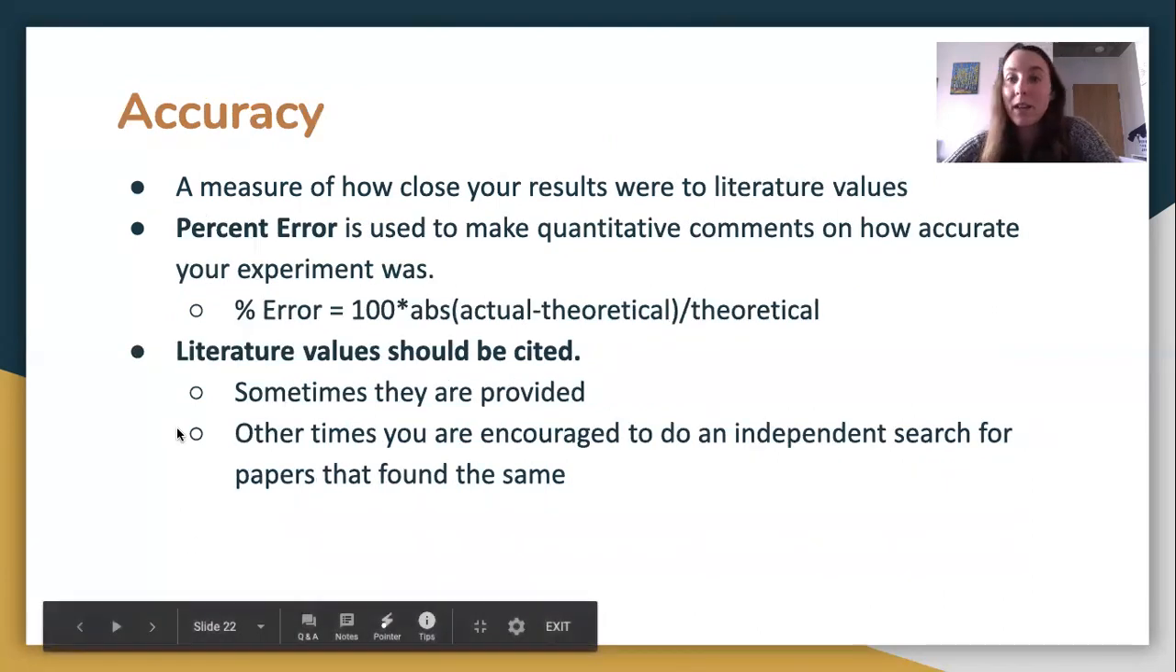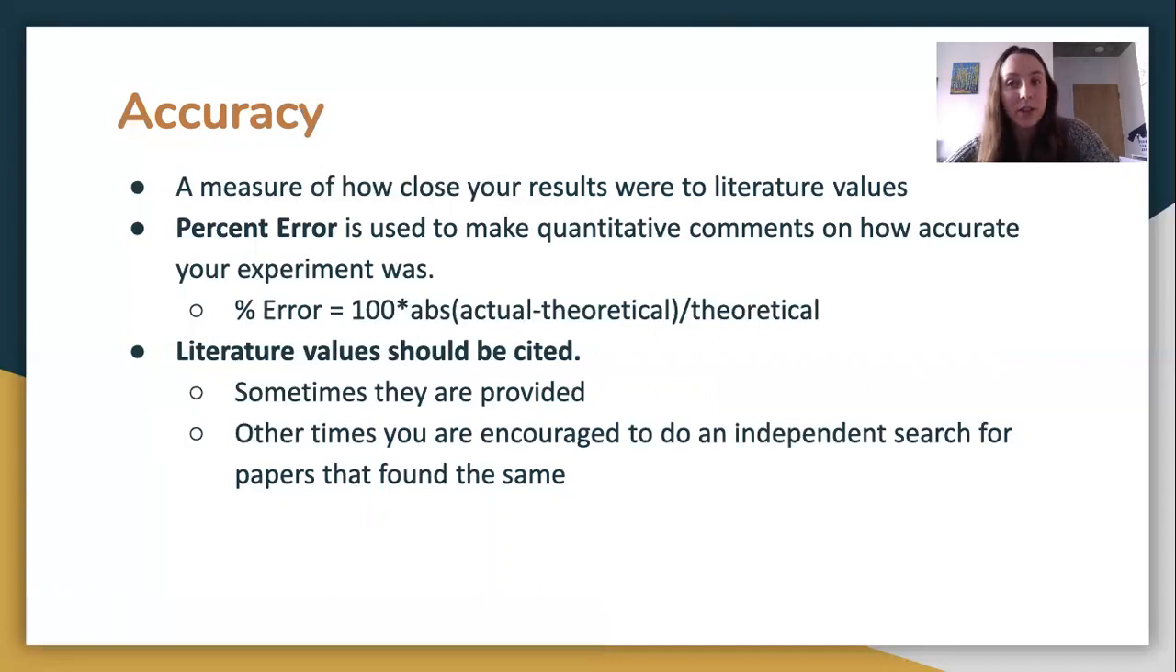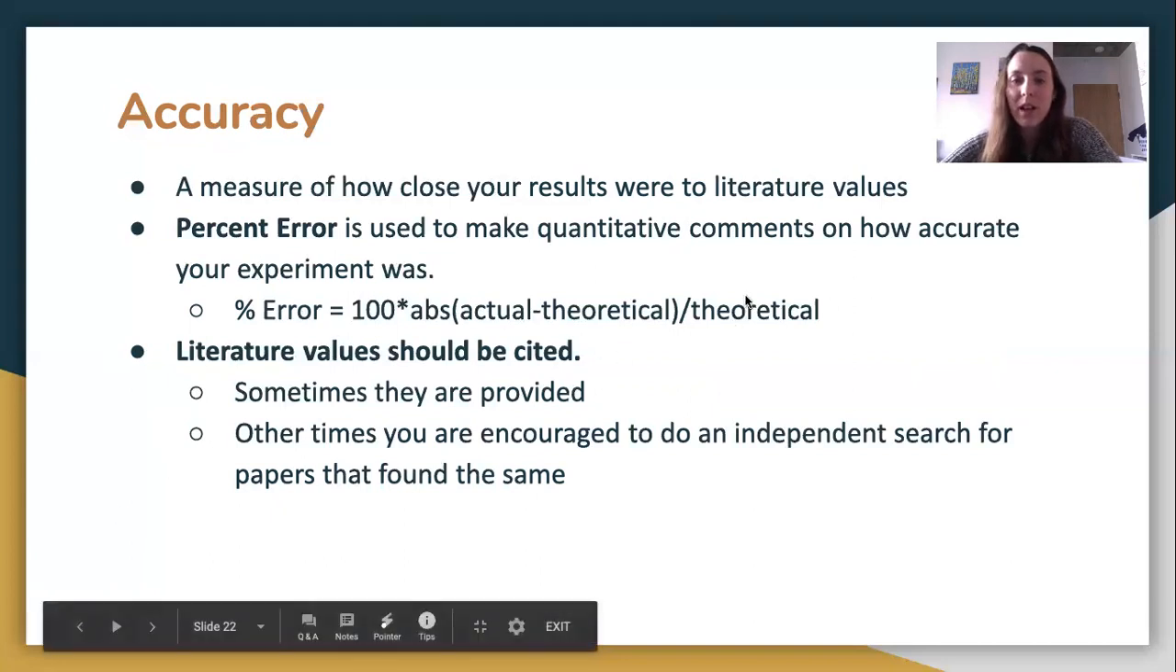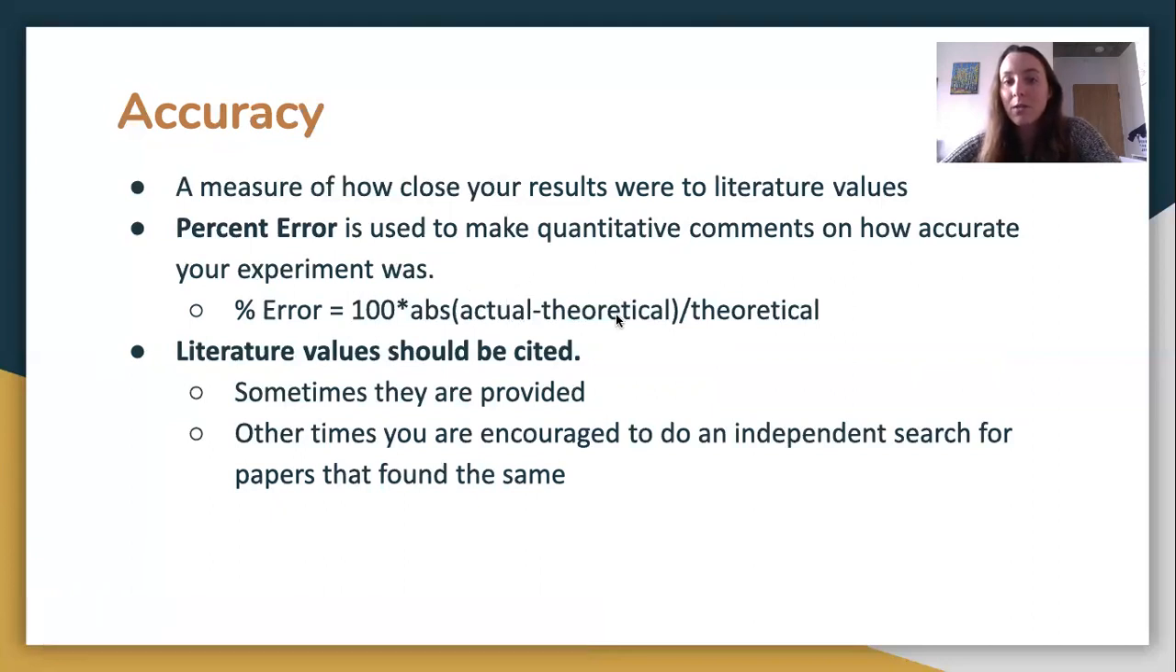Okay, on the other hand, we have accuracy, which is a measure of how close your results were to literature values. Okay, the figure of merit you want to use to back up that argument is percent error. So if you want to say my experiment was accurate, you have to say because the percent error was low. Okay, so there's again the equation for percent error, where you're comparing your result that you got in your experiment to the theoretical or literature value. You need to cite whatever that literature value is that you're comparing to.